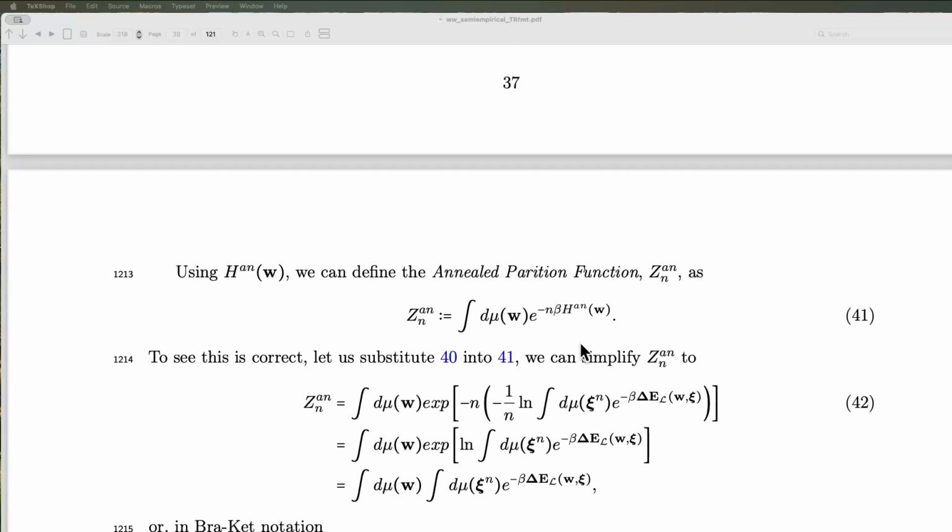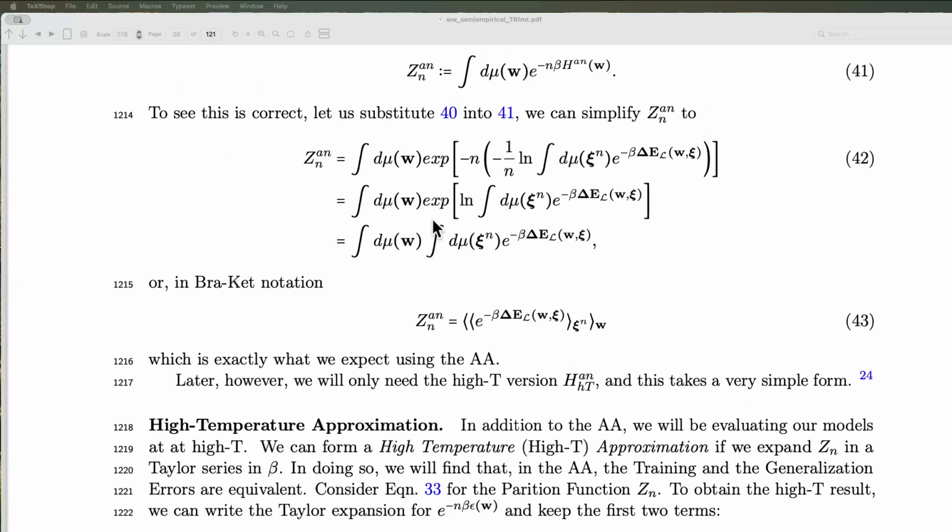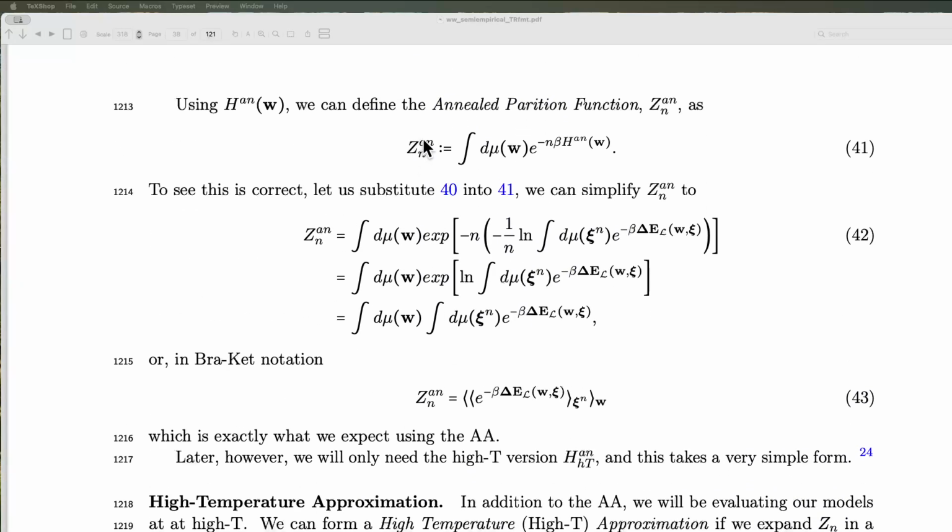So this is just showing, given this definition of the annealed Hamiltonian, when we plug H_AN into the definition of the annealed partition function and we work it out, we get this expression again for the annealed partition function. And this looks like the normal partition function, except we've switched the order of the averages.